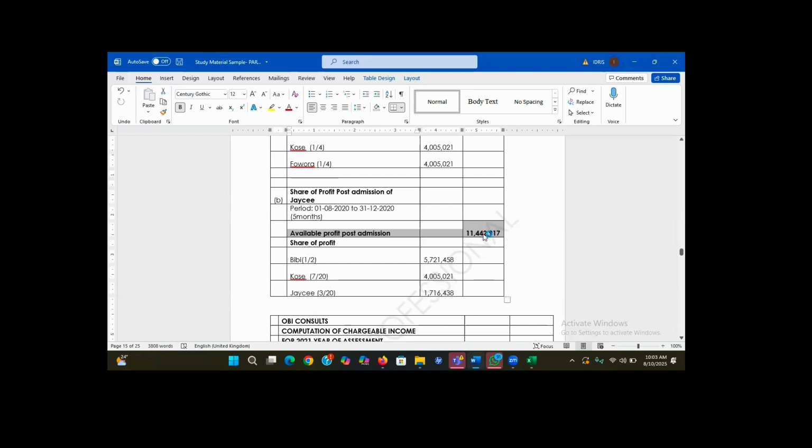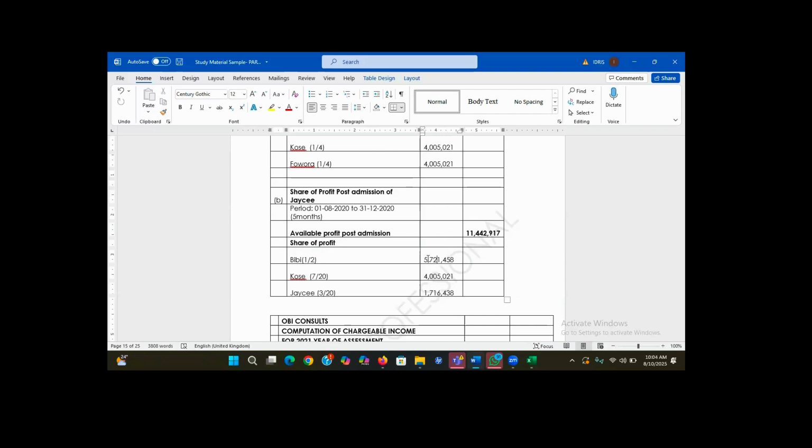How many partners will share this after admission of JC? 3 partners, which include JC too. Yes, sir. Based on the new profit sharing ratio, after the admission of JC, the ratio now changed. BB collects 1/2 of 11,442,917. It will give us 5,721,458.